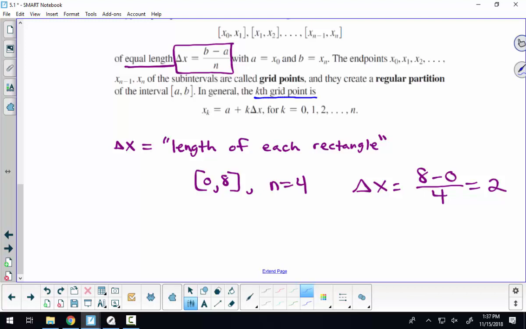So the kth grid point is given by this formula. So the kth endpoint of the rectangle, x sub k, is a, which is this value here, where your interval starts, right? Because this is from a to b. So it's a plus k times delta x, which is the length of each rectangle. And then k gets indexed 0, 1, 2, 3, 4, all the way up to however many rectangles you're using, which is n.